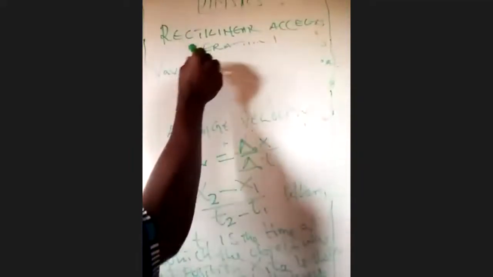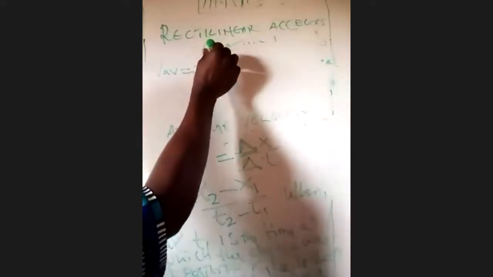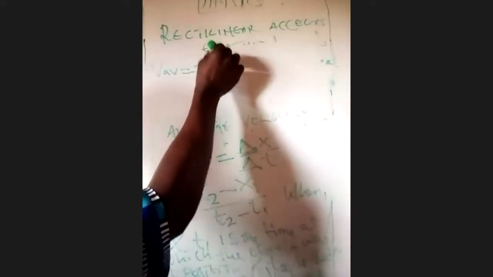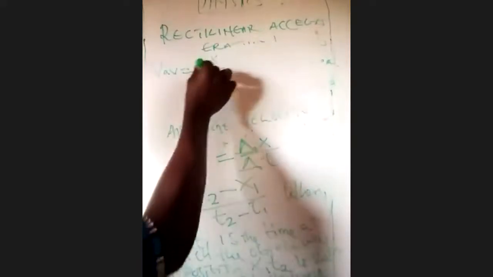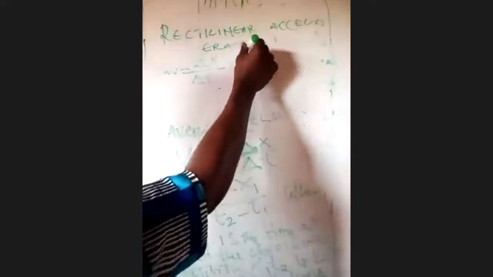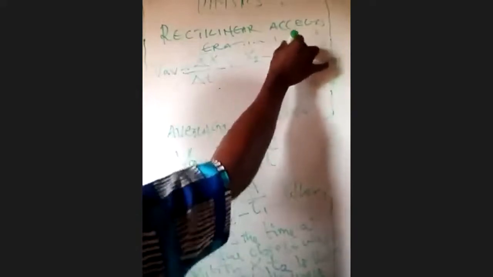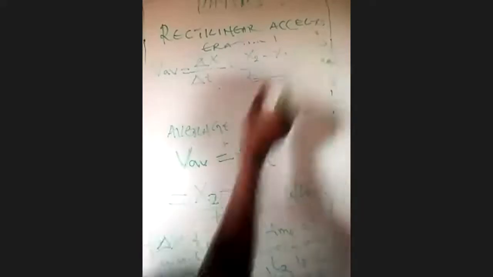Average velocity is equal to total displacement S over time taken T. So this will be equal to S2 minus S1 all over T2 minus T1. Now, this is what I was trying to explain.